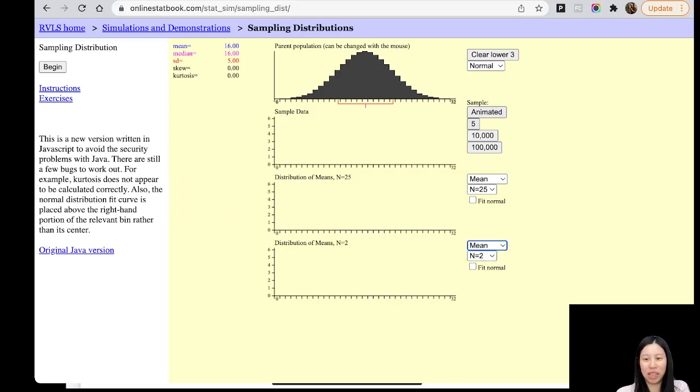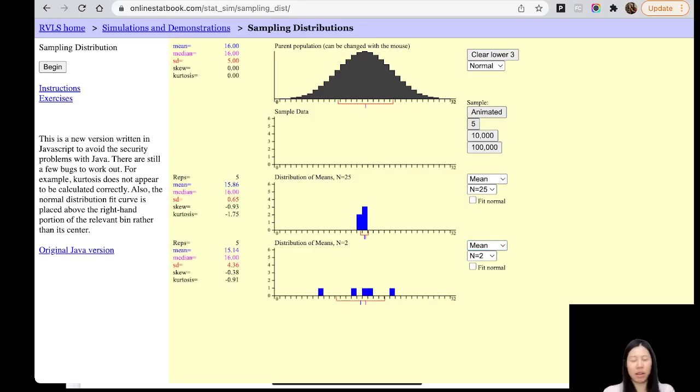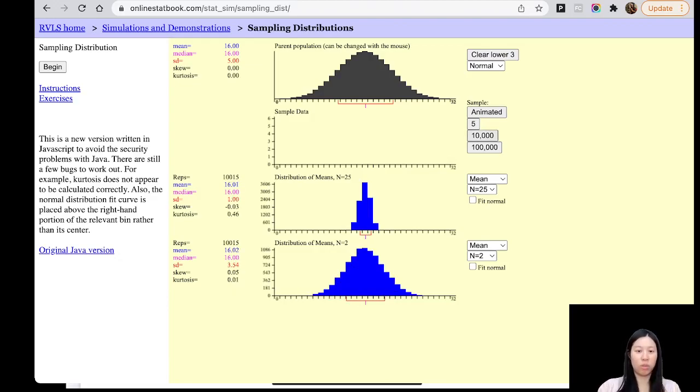Let's do it again. This is another simulation. If you just take 5 samples, compare: with a sample size of 25 you will have a mean of 15.86, which is really close to our population mean. But with a sample size of 2, your mean seems a little further off from the population mean. So we do another 5, and then you can tell. Let's try 10,000. From 10,000 you will see they both have a really close mean, which is 16.